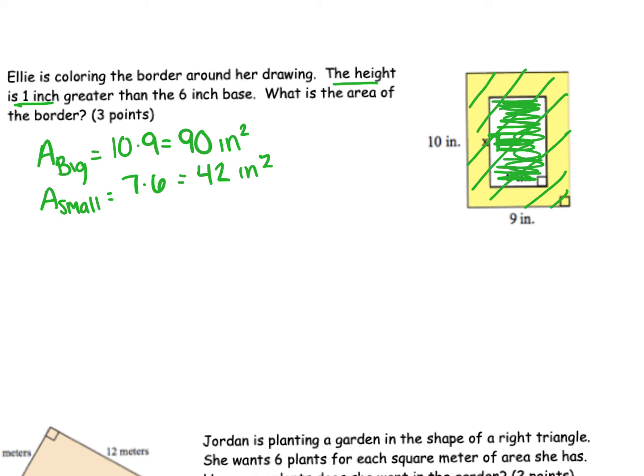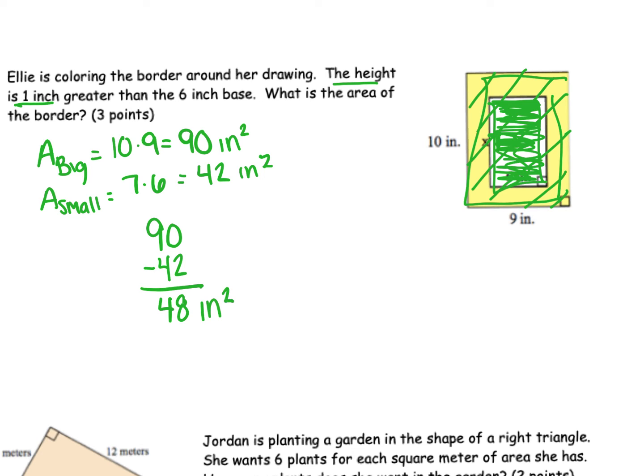Now to find the border, we're simply going to take the area of the whole thing. In the picture, we're cutting out or removing this middle picture, so we are going to subtract the 42 from the small picture from the big area of 90, which leaves us with 48 square inches as our border area.